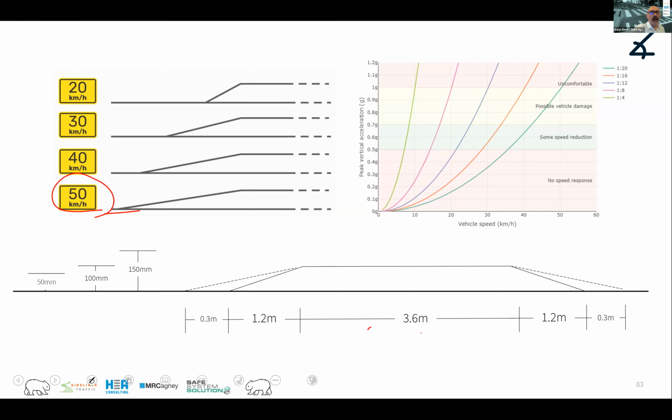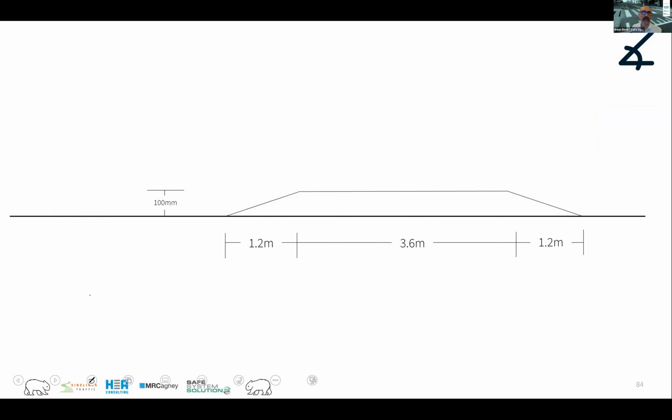A stock standard raised crossing will be 3.6 meters wide, with 1.2 meter ramps and 100 mil high. I'm going to talk to a few different height, length, and ramp length parameters here. So let's talk to that stock standard, run of the mill crossing. Who can tell me, with that 100 mil high, 1.2 meter or 1200 length, what's the grade of that?